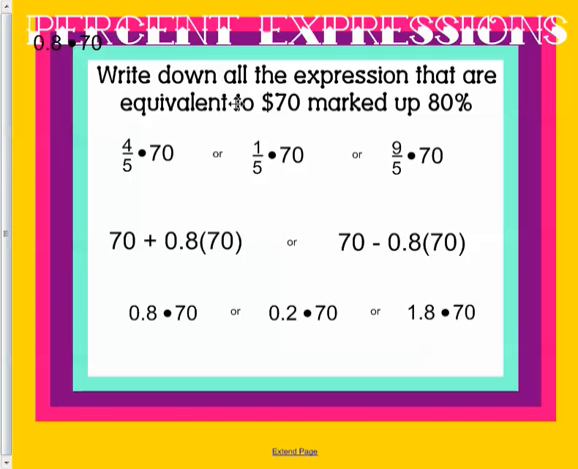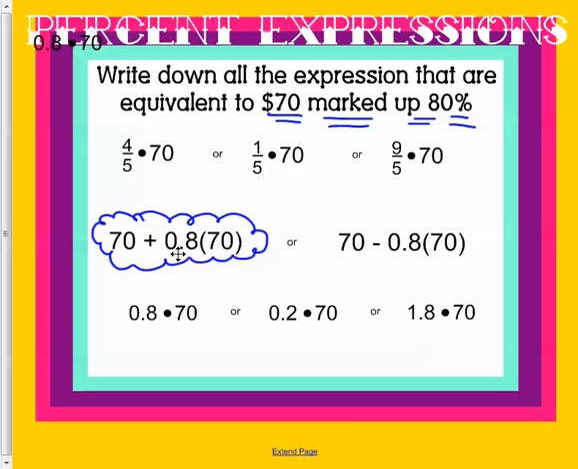What about this one? Write down all the expressions that are equivalent to $70 marked up 80%. So this time I'm adding 80% on. So if I'm adding 80% on, I'm taking my original 70 and adding 80% of 70. So what we get when we do this is $56 additional dollars plus your 70, which gives us $126. So that's the original way that we're used to, adding it on.